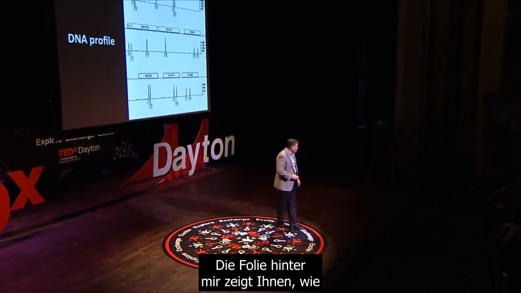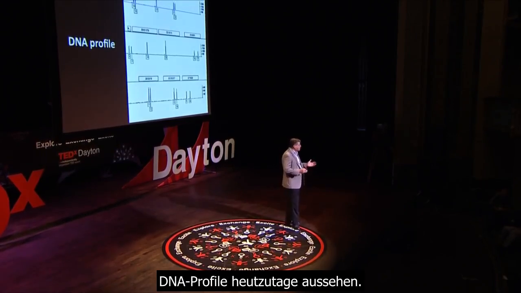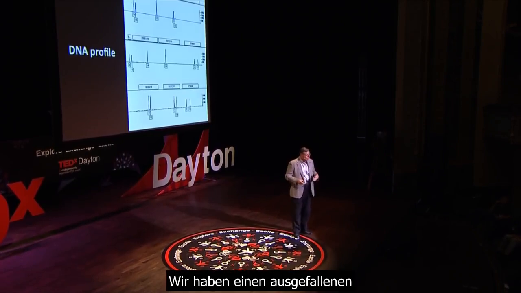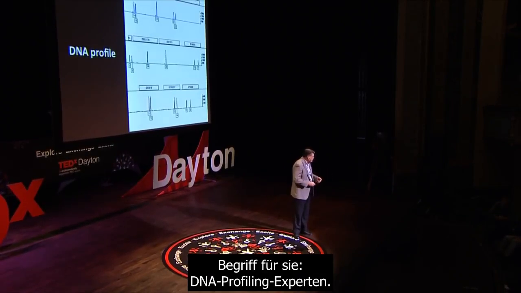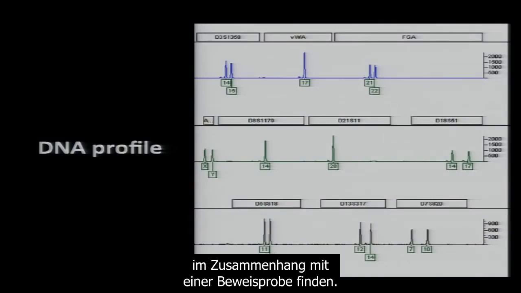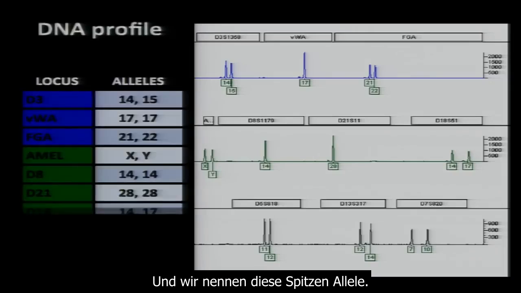The slide behind me shows you what DNA profiles look like these days. They essentially are a set of graphs. We have a fancy term for them as DNA profiling experts. We want to call them electropherograms. But on the graphs, you see some peaks. The peaks correspond to fragments of DNA that you find associated with an evidence sample. And we call those peaks alleles.